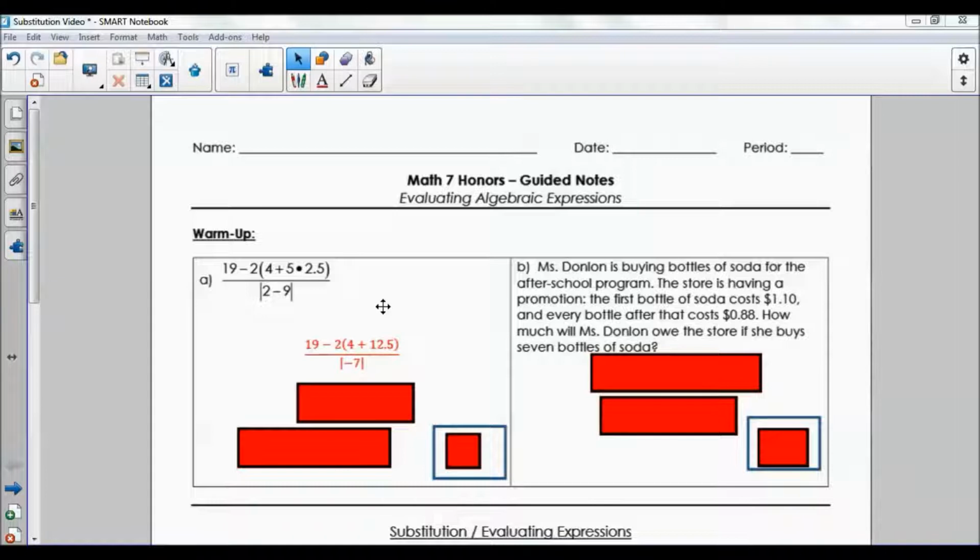Okay, if you're still with me and you've done both of these problems, let's make sure that we have the correct answers. For the first one, I recopied the problem except I simplified starting in my parentheses and my absolute value symbols. In the top, 5 times 2.5 is where I'm going to start, because you would do multiplication before addition in your parentheses, and I got 12.5. On the bottom, 2 minus 9 is negative 7.